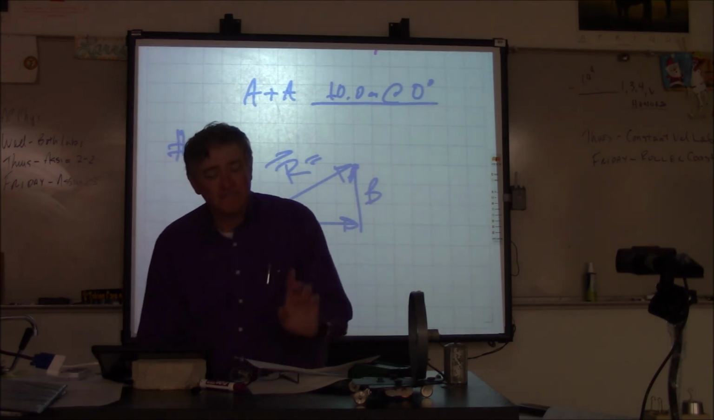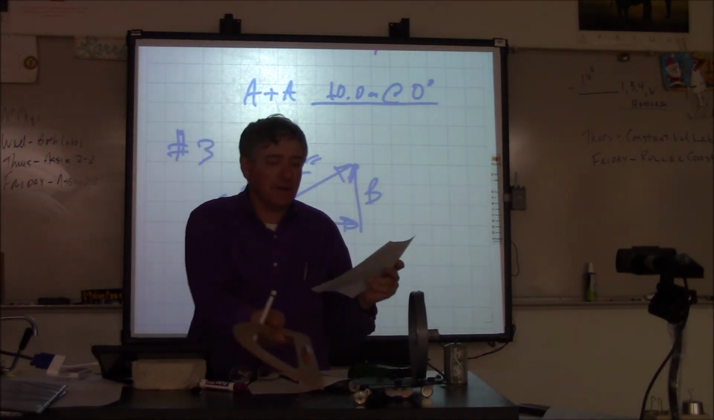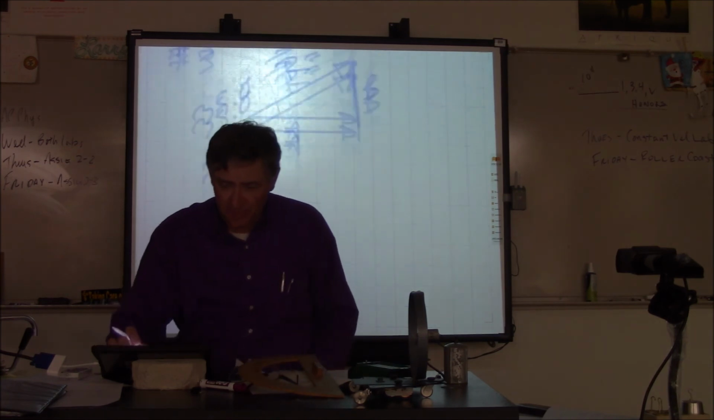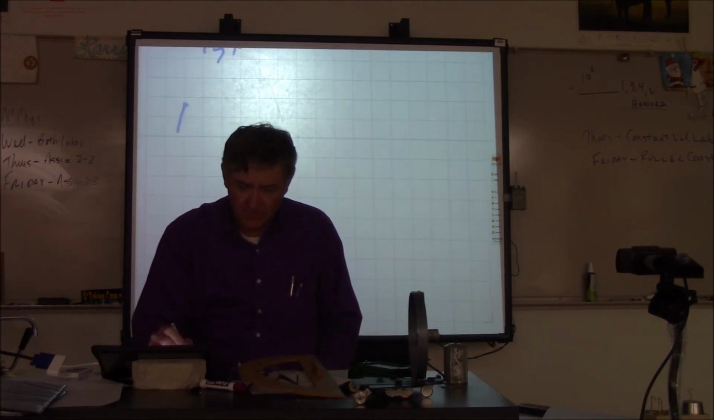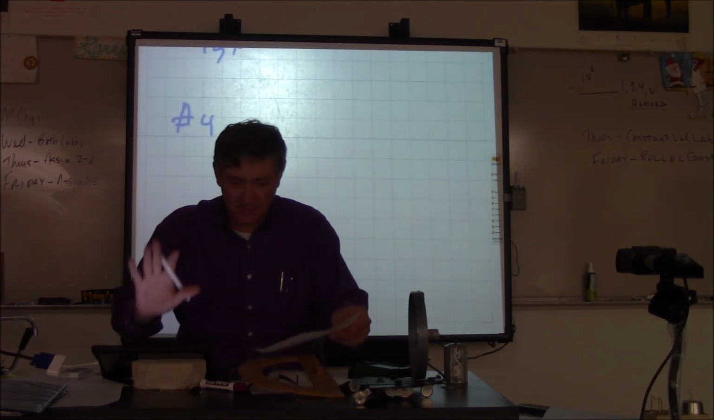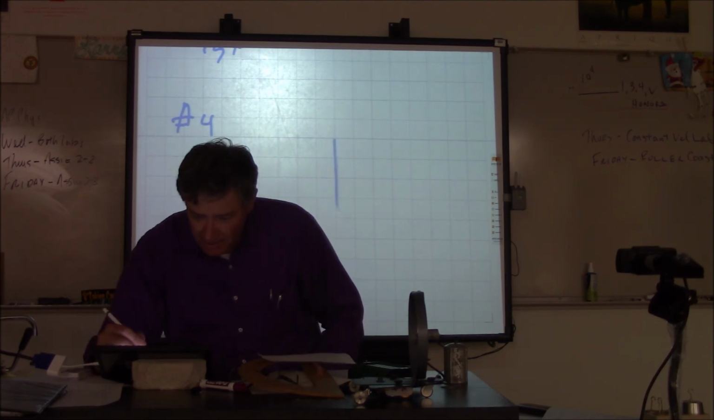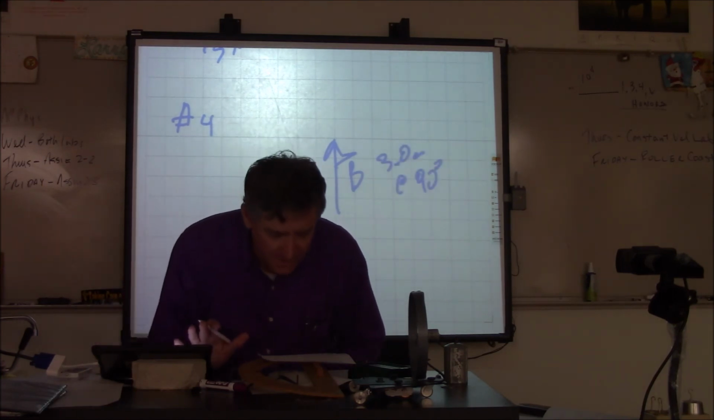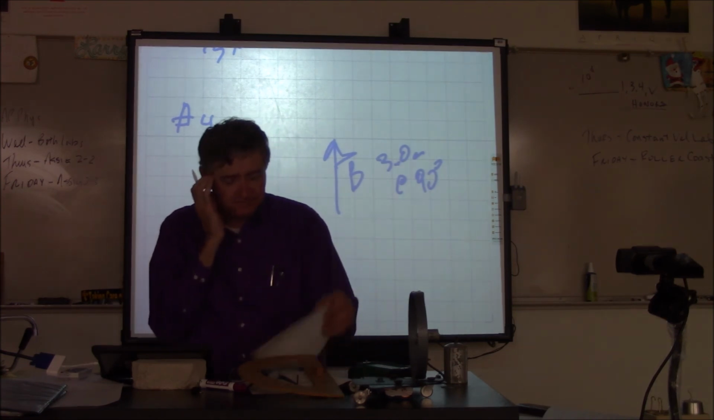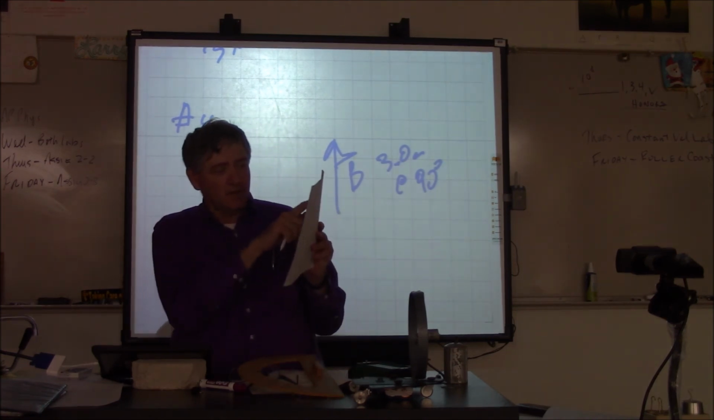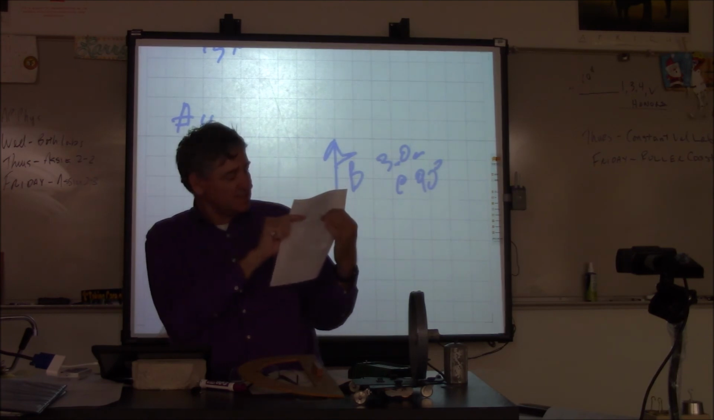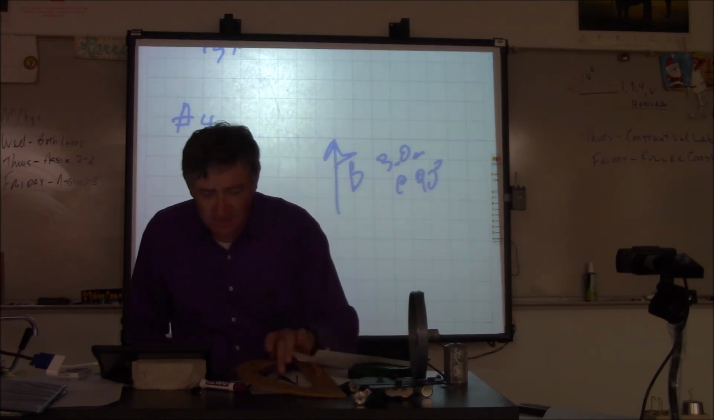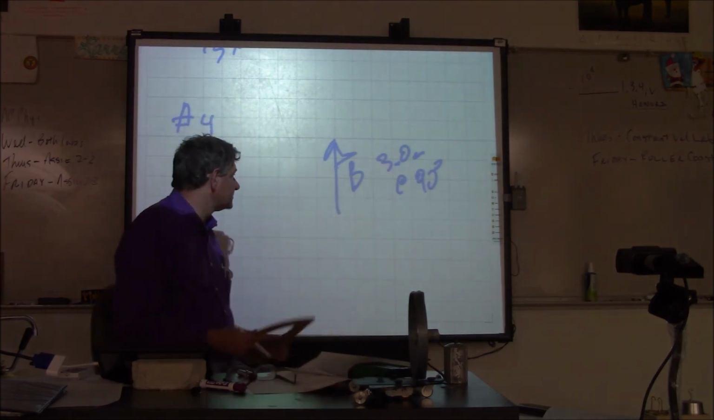Okay. Now, where it gets a little bit more complicated is when you get down to number 4. On number 4, this is just a sketch. I'm going to draw vector B, which is 3 centimeters at 90 degrees. Now I'm going to do vector D. Vector D is 6 centimeters at 250 degrees. So this gets a little bit dodgy.